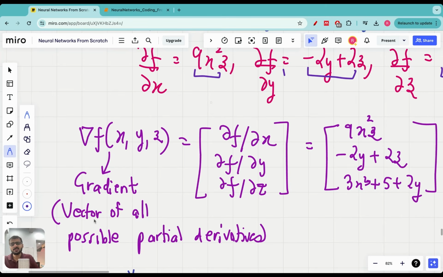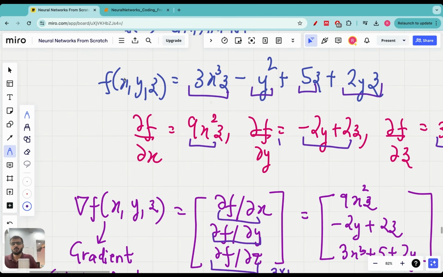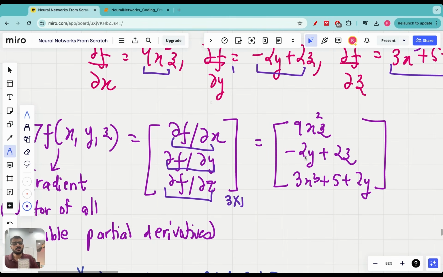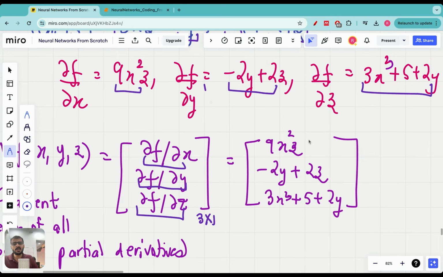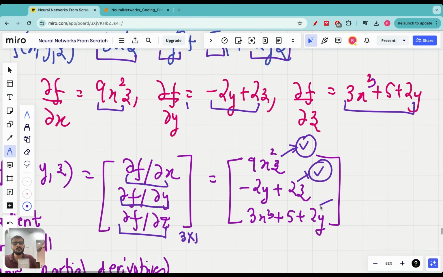Now the gradient is just the vector of all possible partial derivatives. So the gradient can be written as a vector like this. It has three rows and one column. The first element is partial derivative with respect to x. The second element is derivative with respect to y. And third element is partial derivative with respect to z. So if someone asks you what is the gradient of this function f, you can just say that it's a vector whose first value will be dou f by dou x, which is 9x square z. Second value will be dou f by dou y, which is minus 2y plus 2z. And the third value will be dou f by dou z, which is 3x cube plus 5 plus 2y.